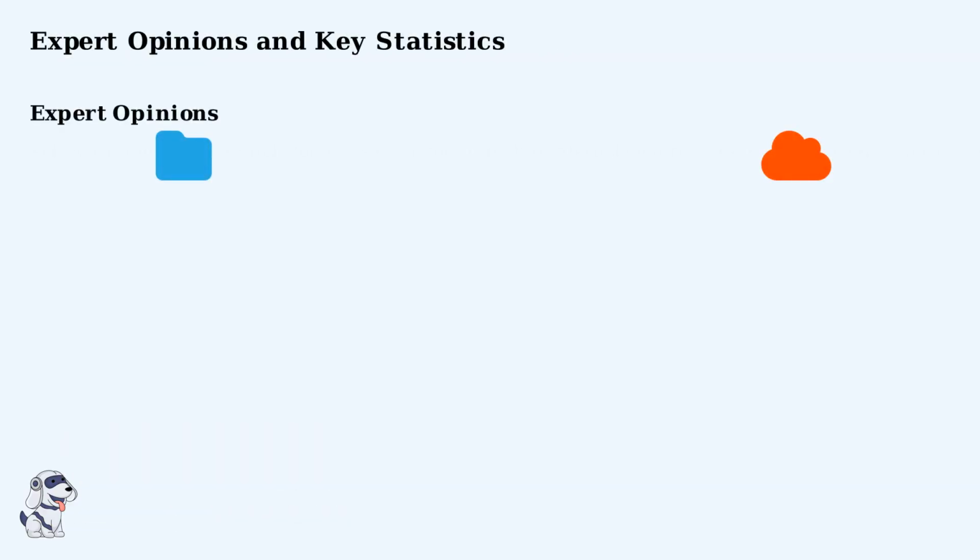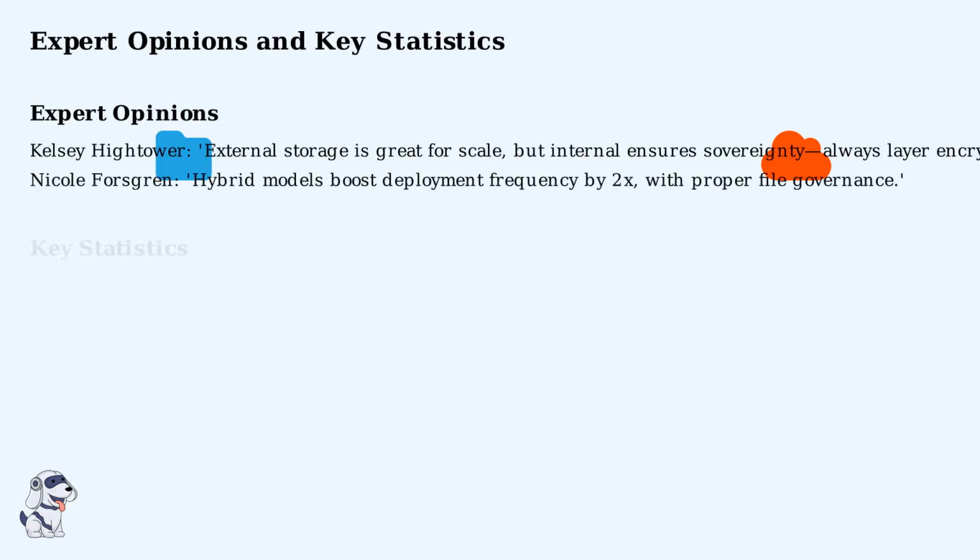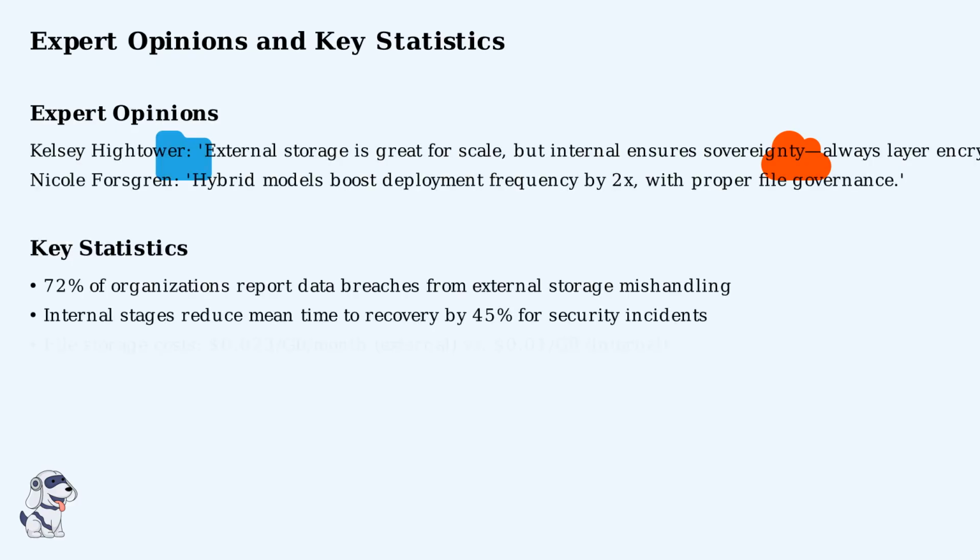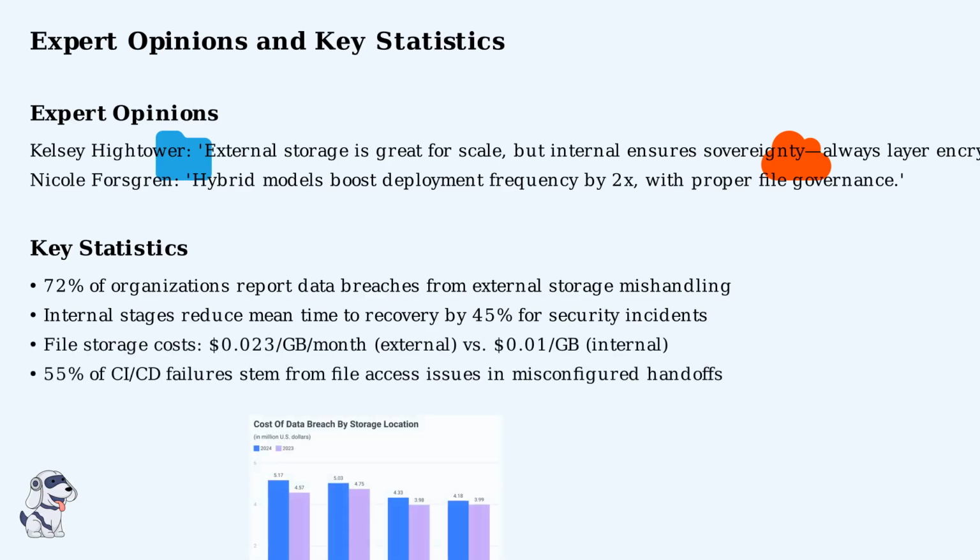Experts emphasize the importance of layering encryption and ensuring data sovereignty, even when using external storage. Kelsey Hightower, Google's former Kubernetes lead, states that external storage is great for scale, but internal ensures sovereignty. Always layer encryption. Nicole Forsgren, author of Accelerate, emphasizes that hybrid models boost deployment frequency by 2x with proper file governance.